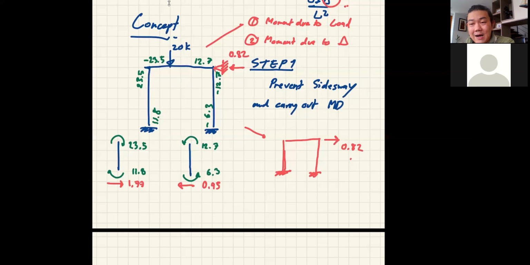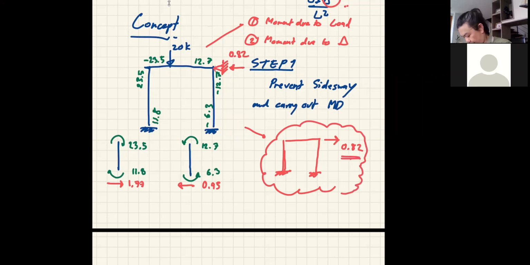So to complete our free body diagram and equilibrium, we need to proceed and try to find the moment caused by this lateral load. Okay? Any question?